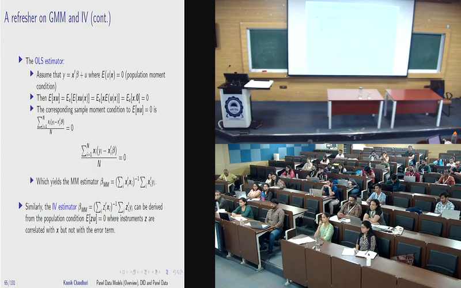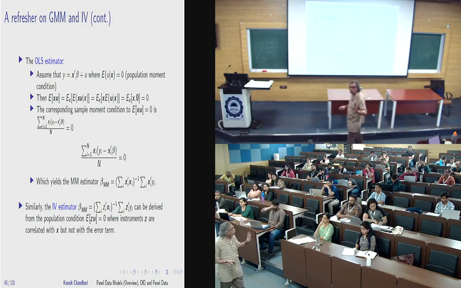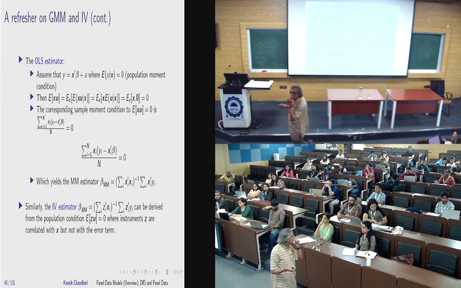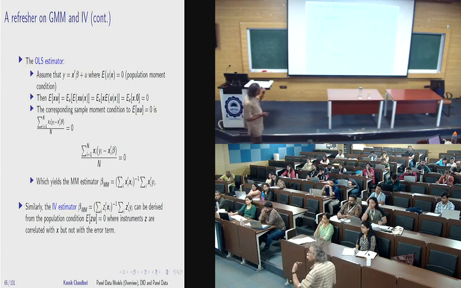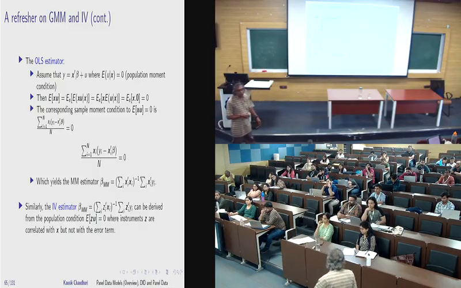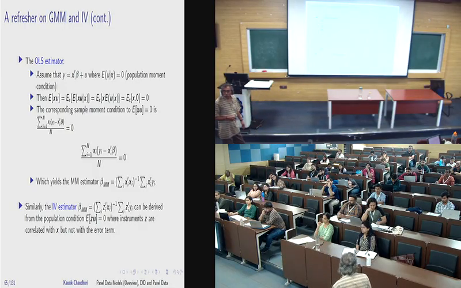Similarly, what would the IV estimator be? Z is an instrument, so I replace x by z and I get an IV estimator. The assumption here is that the expected value of z and u, or the covariance between z and u, is equal to 0. Instruments z are correlated with x but not with the error term. Clear? Fine. Shall I move on?